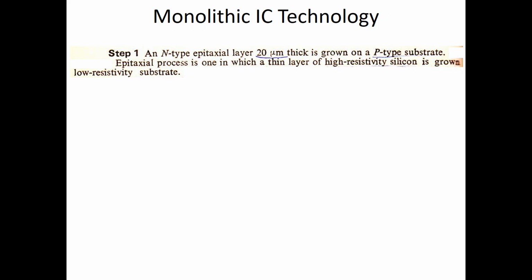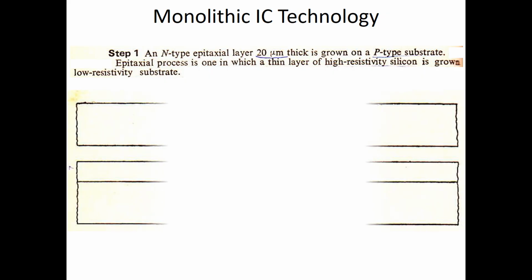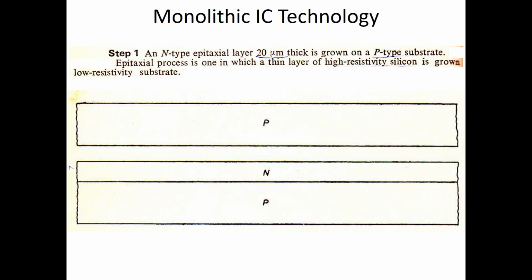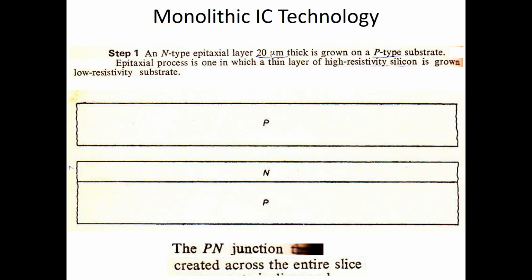Step 1 is the epitaxial process, in which a thin layer of high resistivity silicon is grown on a low resistivity substrate. An N-type epitaxial layer 200 micrometer thick is grown on a P-type substrate. The PN junction is thus created across the entire slice.